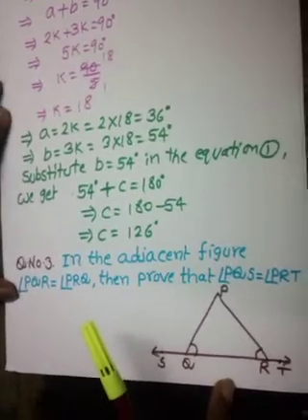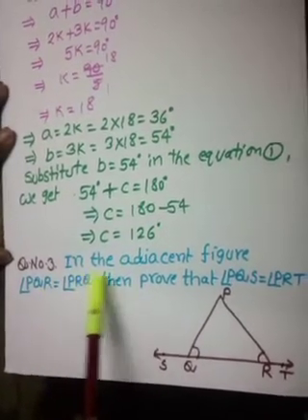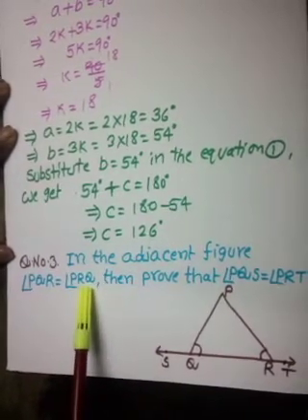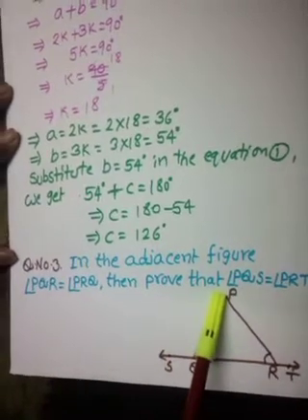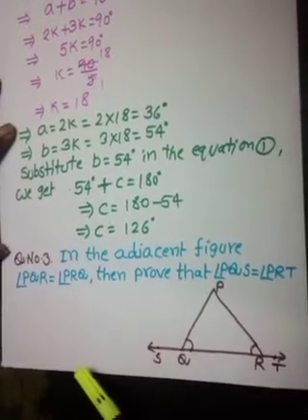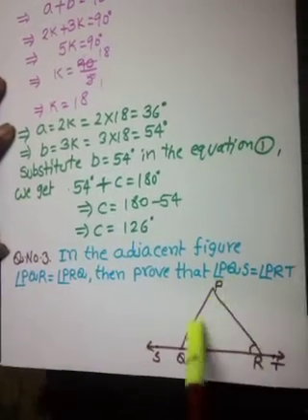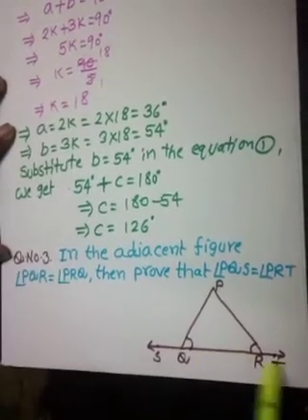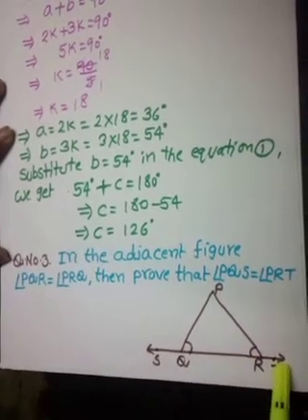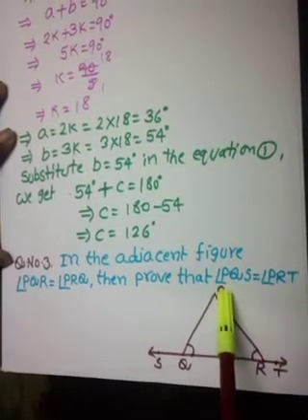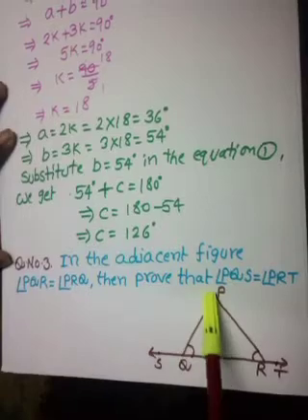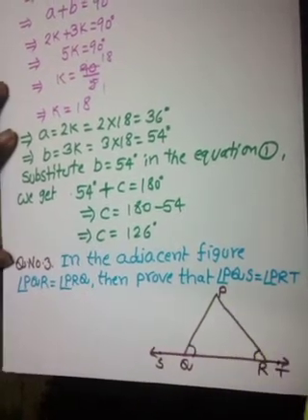Now come to the question number 3. Question number 3. In the adjacent figure, angle PQR is equal to angle PRQ. Then prove that angle PQS is equal to angle PRT. Okay, my children. First observe the diagram. Observe the given figure. Here S, Q, R, T, all these 4 points are lying on the same line. Here P is another point. Here what is given? Angle PQS is equal to angle PRT.